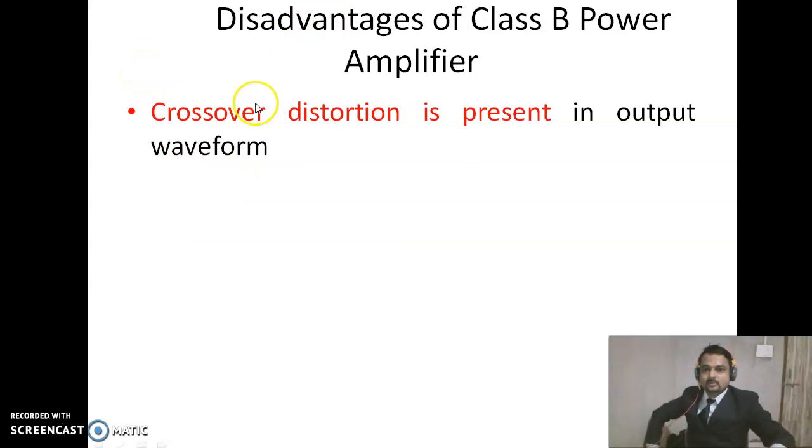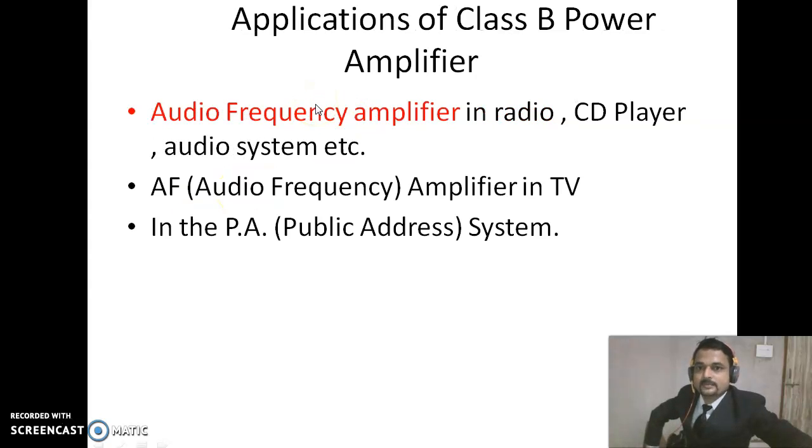The disadvantage is that crossover distortion is present in the output waveform. This is the disadvantage of the class B power amplifier.